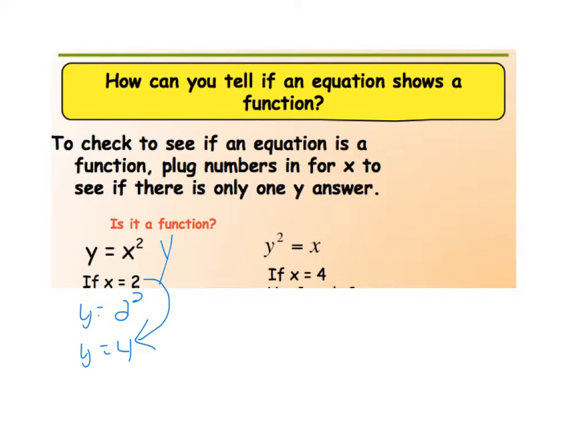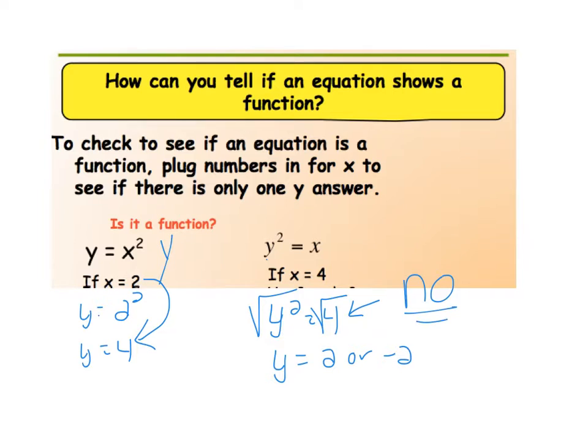For this one, though, if x is 4, so now I'm going to do y squared equals 4. I have to solve, remember, by taking the square root, by undoing that square. So y could be 2 or -2. So now when we input 4, we have two outputs. So no, this is not a function, because for every input, there is more than one output.